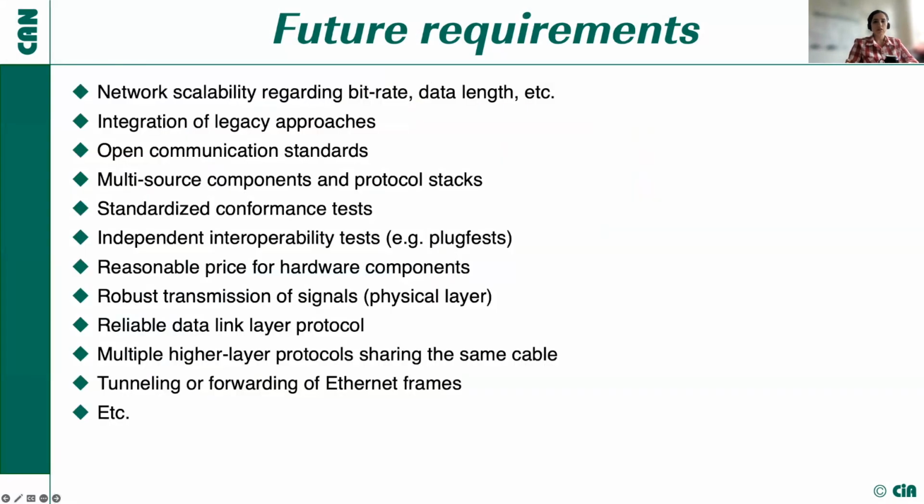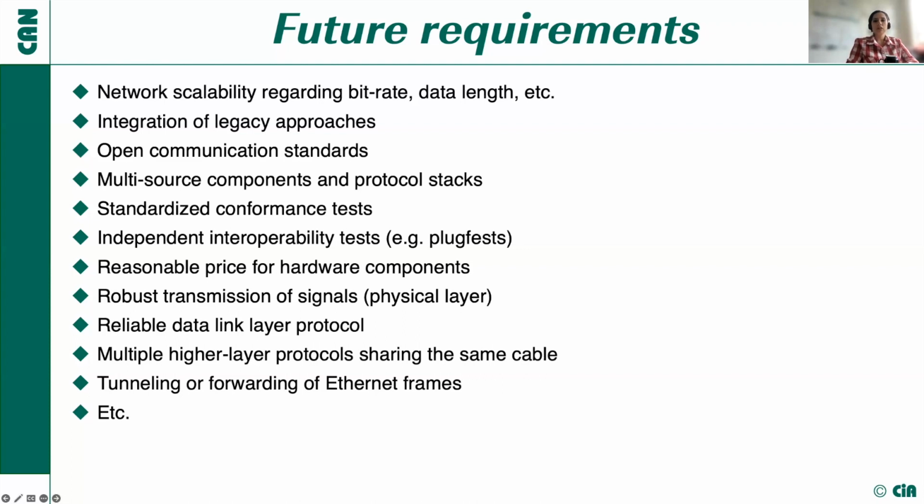For this future architecture, we need some requirements, of course, and one of them is network scalability regarding bitrate and data length, due to the fact that there are different subzones such as sensors and actuators with different bandwidth. We need this requirement. Another requirement is integration of legacy approaches. This means we need something where we can migrate easily from today's architecture to the future one.